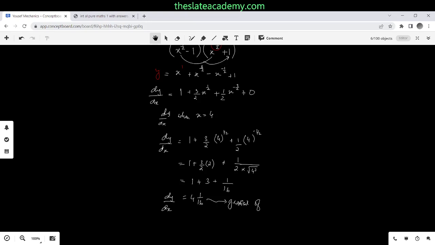Gradient of curve when x is equal to 4. Understood? Yes, sir. Noted. Next question. All right, this I'll need to remove.